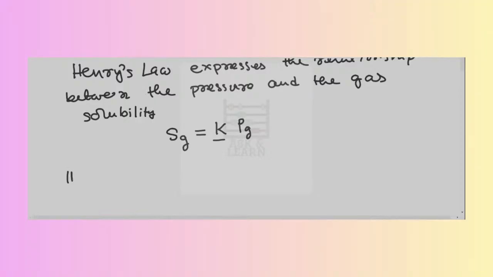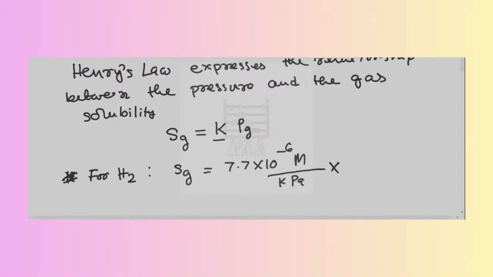Now for H2, Sg is the constant, which is 7.7 times 10 to the power negative 6 molar per kilopascal, times the partial pressure, 253 kilopascal. And the value for this one is 2.0 times 10 to the power negative 3 molar.